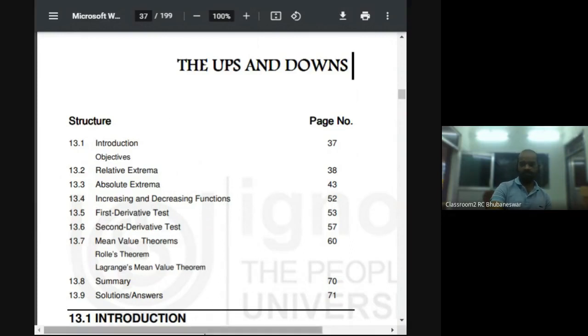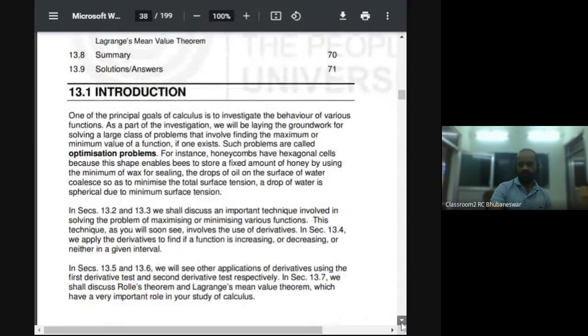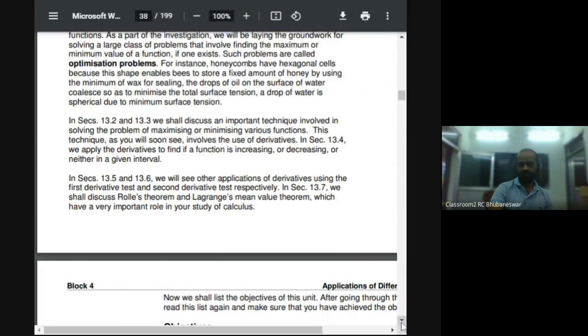Here we have to do the first derivative test or second derivative test, or we may use the mean value theorem, Rolle's theorem or Lagrange mean value theorem. These are the main points of discussion in the second unit of this session, represented under this unit of ups and downs. So let us move towards increasing or decreasing functions, or we can say ups and downs in functions.